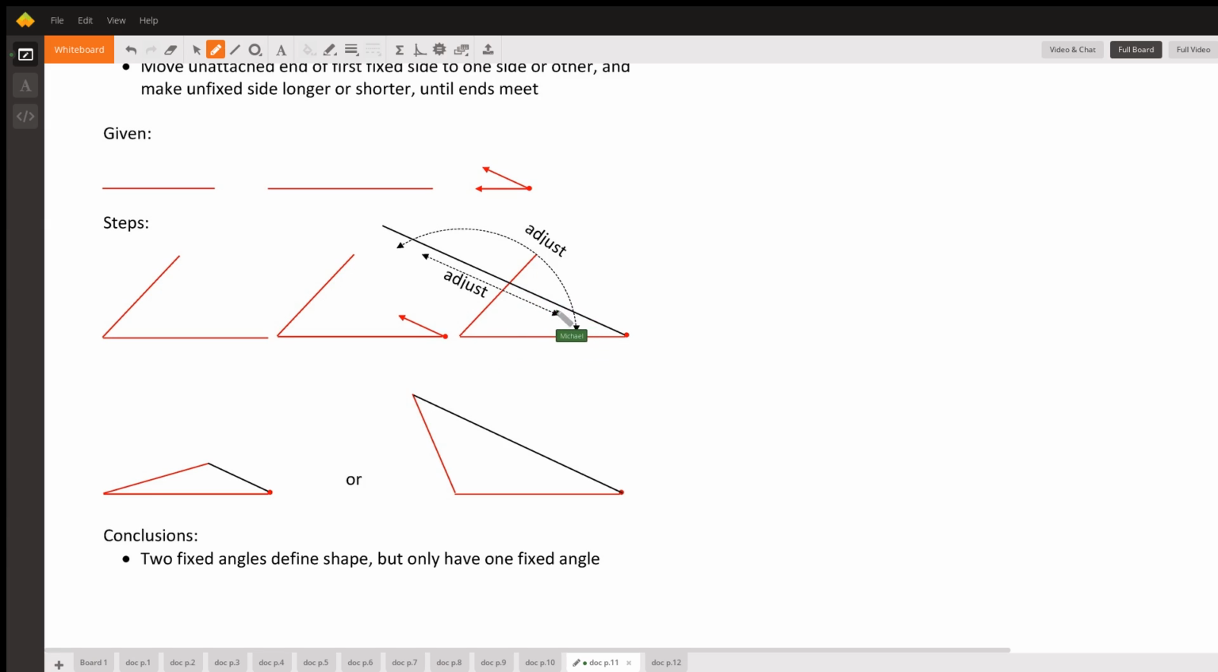Where it meets that, you get that triangle. Or pivot this up to here where it meets the arc. Well, the tip is the arc. The arc meets the black line, and you get this triangle. So two fixed angles define the shape, but here you only have one fixed angle.